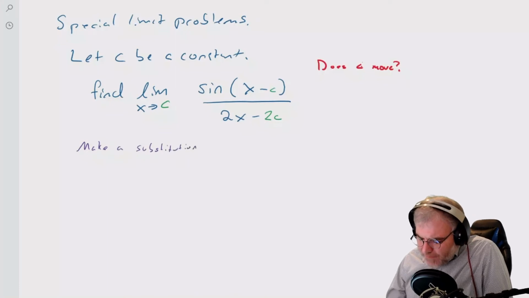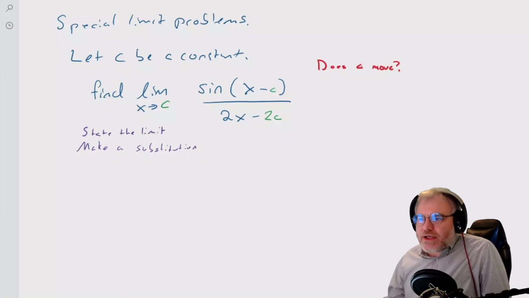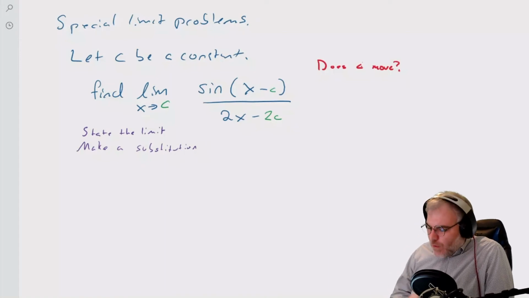Well, the first thing I'm going to do is state the special limit. I mean, right away, this is a sine here, correct? What are you going to do? You're going to use sine of x over x, right? That's the only way to get at this.